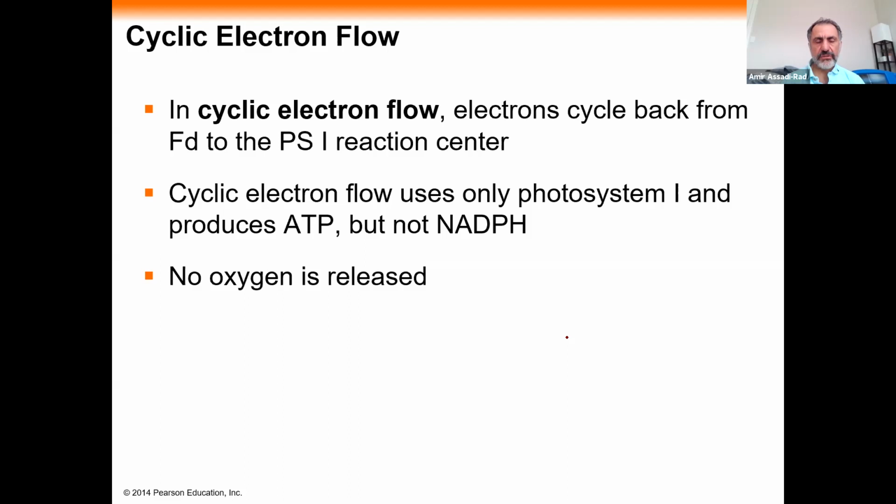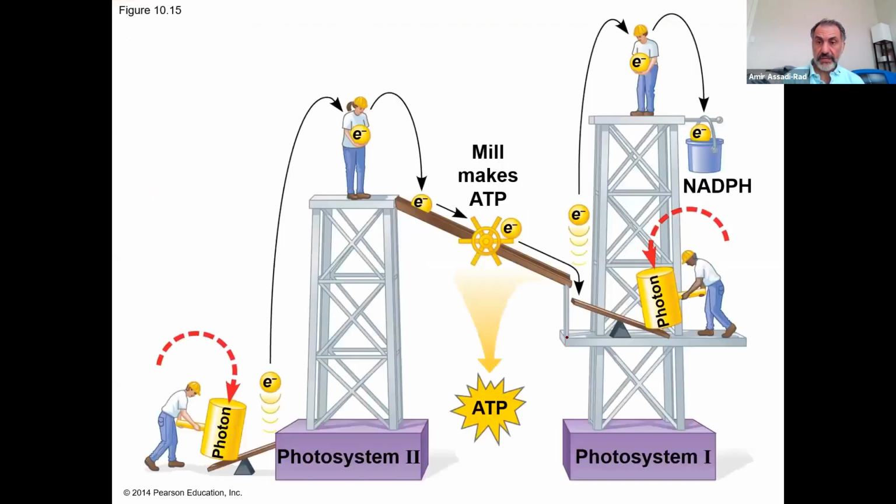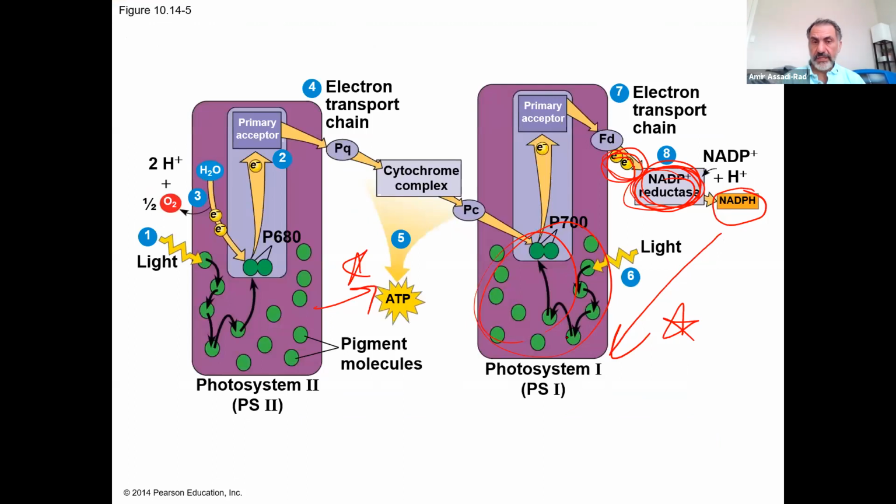The cyclic electron flow uses only photosystem 1 and produces ATP, but not NADPH. I talked about that also. No oxygen is released at this stage, at system 1. Okay, system 1, there is no oxygen being released, right? That's another thing. Make sure you know that.